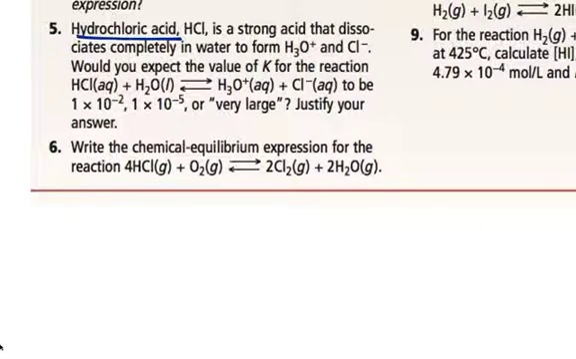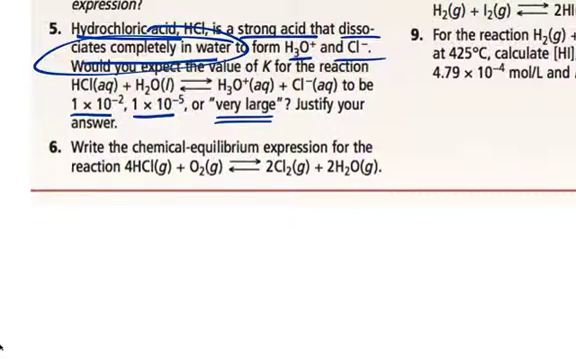It says hydrochloric acid is a strong acid, dissociates completely in water to form hydronium ions and chloride ions. Would you expect the value of K for the reaction to be 1 times 10 to the negative second, 1 times 10 to the negative fifth, or very large? Justify your answer. Well, if it completely dissociates, that means we're going to have large concentrations of this, and a very small concentration of hydrochloric acid, if any at all.